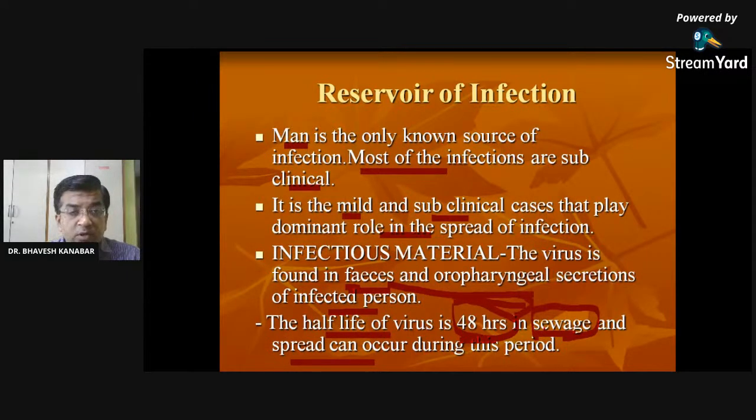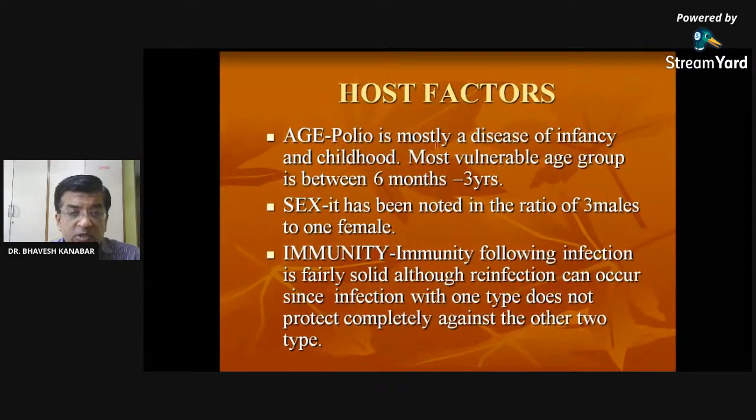Host factor, age. Polio is mostly a disease of infancy and childhood. So you know that vaccine is given in the 0 to 5 year age group, right? So the most vulnerable age group is between 6 months to 3 years. So children are most commonly affected by polio virus, right? So polio disease. Okay.